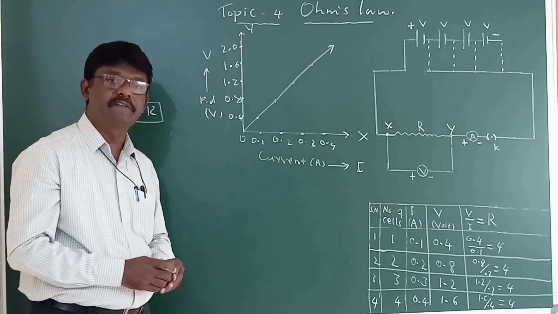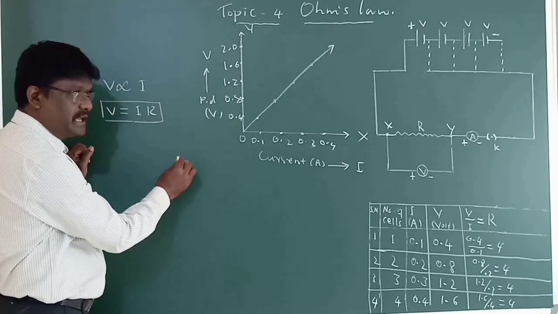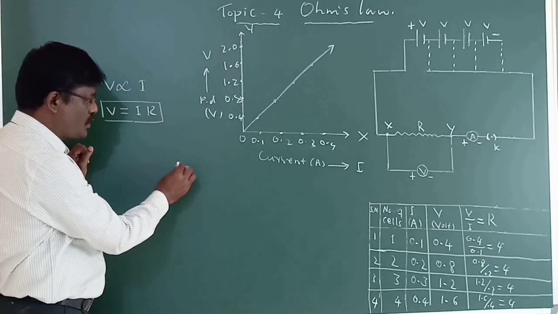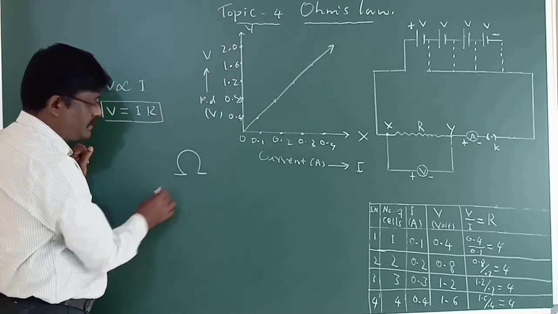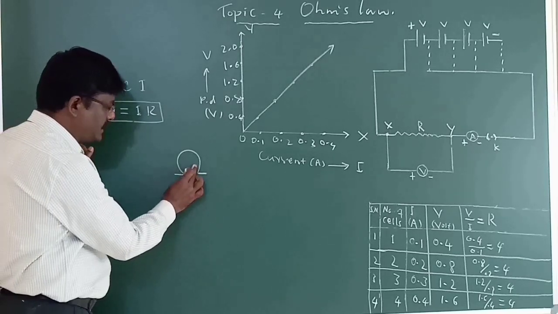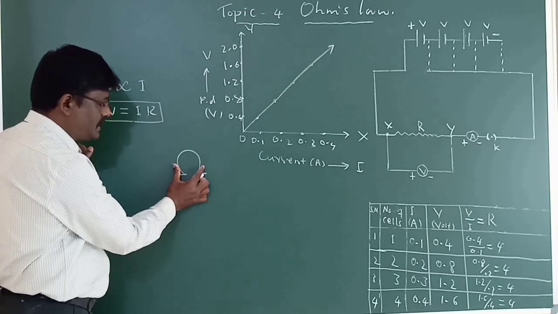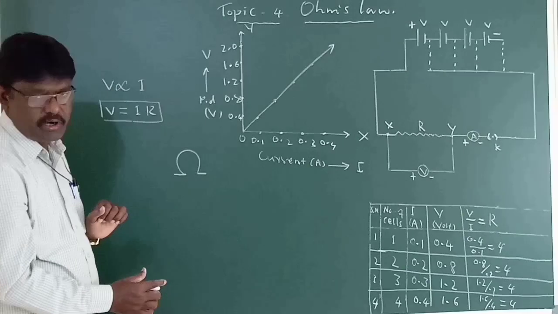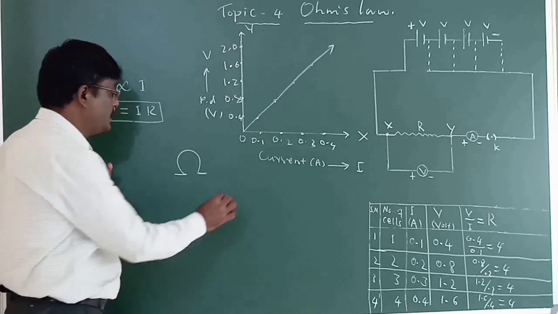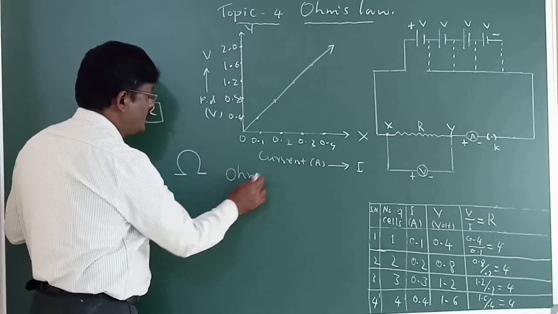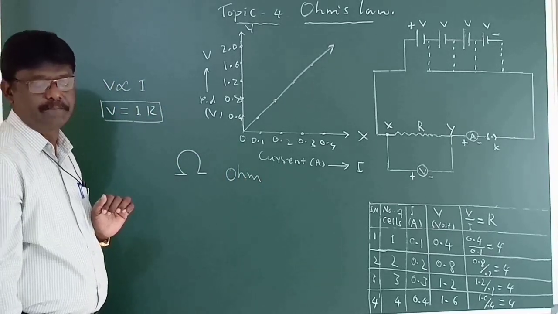Then, what is the SI unit of resistance? Resistance is measured in the SI unit ohm, denoted by the Greek symbol omega, the 24th Greek alphabet. This is the symbol for the resistance of the conductor. What is then the SI unit of resistance? It is ohm, and it is denoted by omega, the Greek letter.